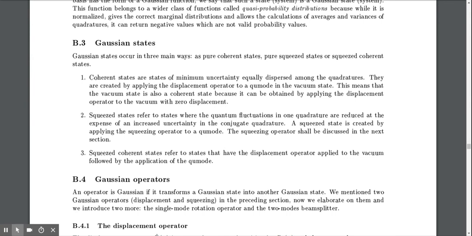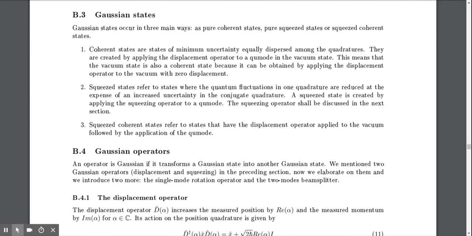Gaussian states. Gaussian states occur in three main ways: as pure coherent, as pure squeezed, or as squeezed coherent states. I remember coherent states are states of minimum uncertainty equally dispersed among the quadratures. They are created by applying the displacement operator to a Q mode in the vacuum state. This means that the vacuum state is also a coherent state because it can be obtained by applying the displacement operator. So you apply a displacement gate to a vacuum and then you get a coherent state. This means that you get minimum uncertainty in both position and momentum.